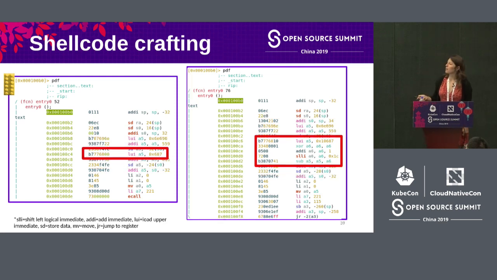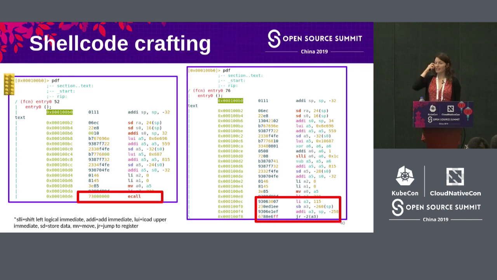But then here, for example, we are loading the immediate value 0x687 into our register A5. And instead of doing that, we can take a larger number to remove null bytes. And then we have to account for the offset we created by doing more operations, which makes our shellcode bigger, but at least we removed the null bytes. And then the last problem we have is the ecall instruction. And we have to perform it as is.